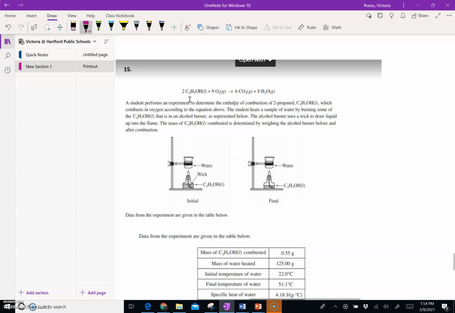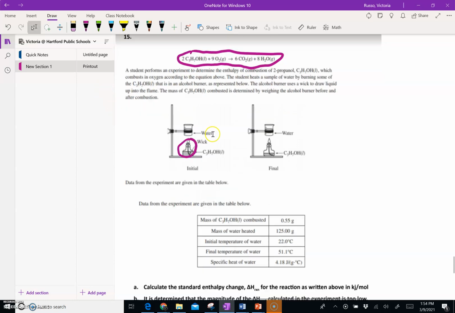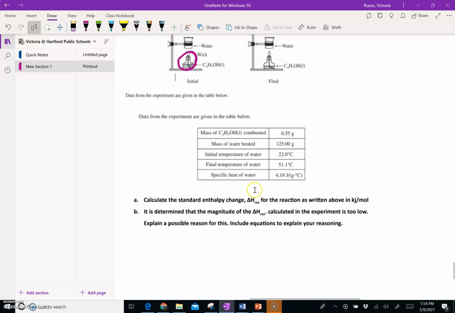So here we have a combustion reaction that's occurring. I'm going through what this text says. That combustion reaction is occurring here, and the heat released by the combustion reaction is heating up the water. And what they want you to first do is calculate the delta H for the reaction as written. To do that, you first have to calculate the heat gained by the water.